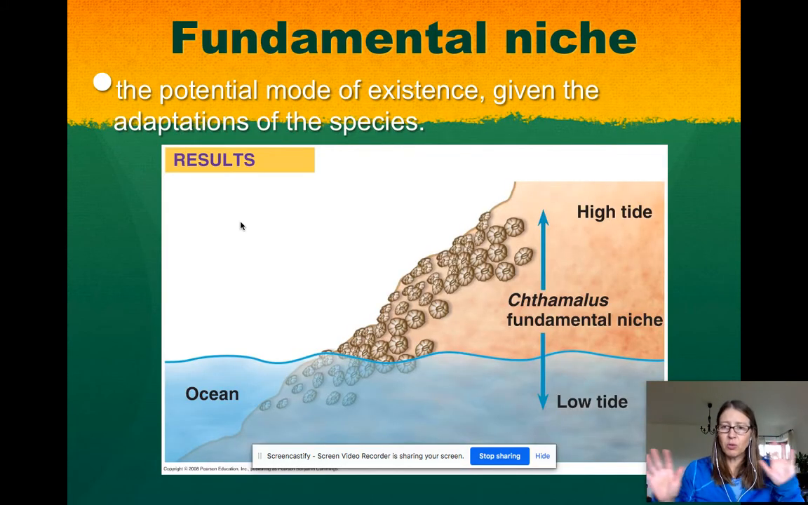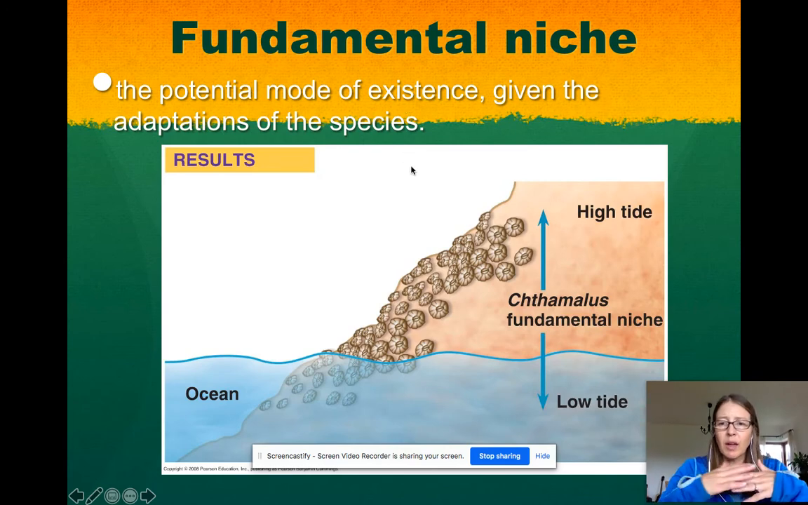Okay, now there's two sub-definitions. There's fundamental niche and realized niche. The fundamental niche is the potential mode of existence of a species based on its adaptation, essentially all the things that it could do, a whole zone of tolerance from the other things we're looking at. So it can occupy all those areas.